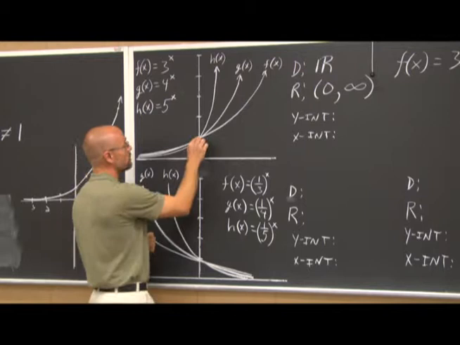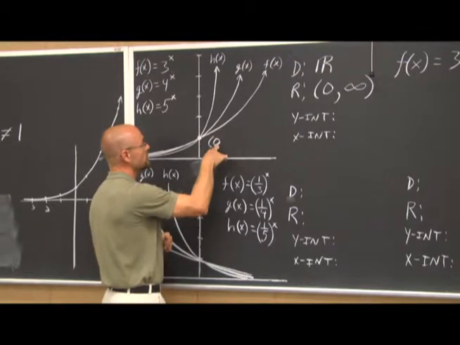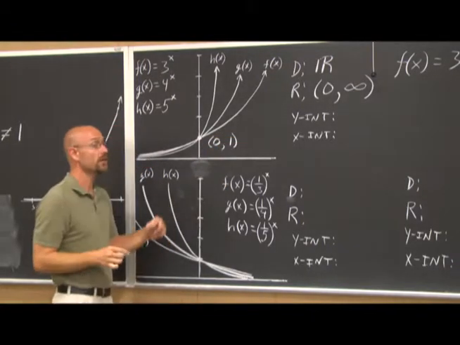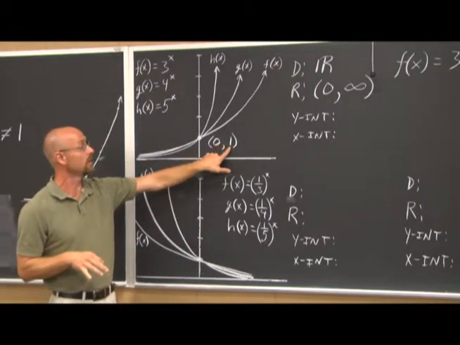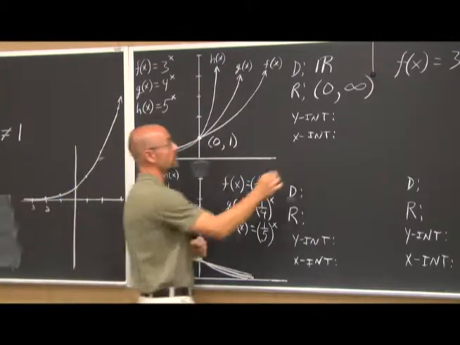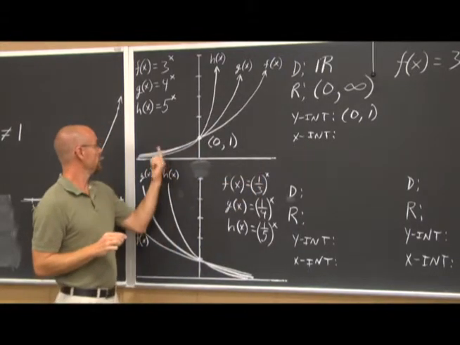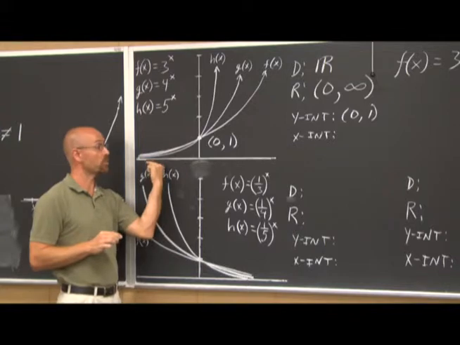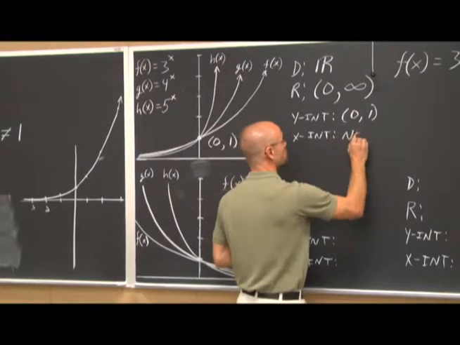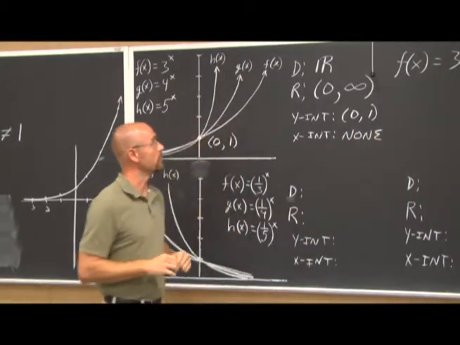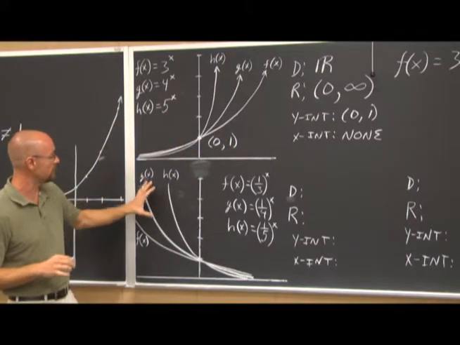Well, let's look at our y-intercept, this point right here, and we notice, hey, they all share that same point. When x is 0, y is 1 in each and every one of these, and that's one of our fundamental rules of exponents. Anything to the 0 power is 1. So they all have the same y-intercept of (0, 1). Now let's look at the x-intercept. Well, if it never is equal to 0, it only approaches it, then it doesn't cross the x-axis. So there is no x-intercept. Our x-intercept is none.